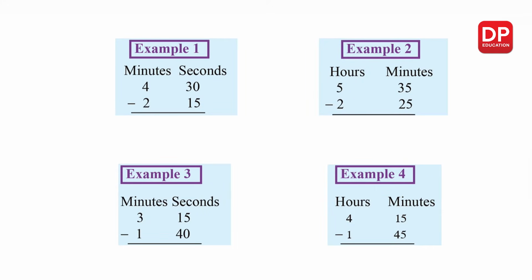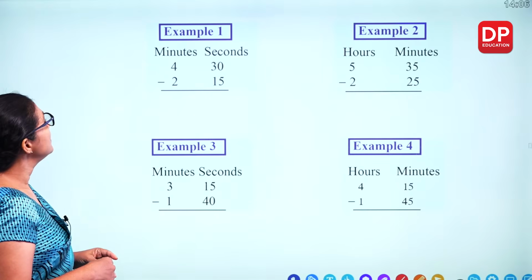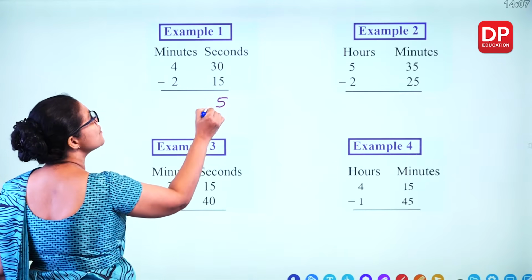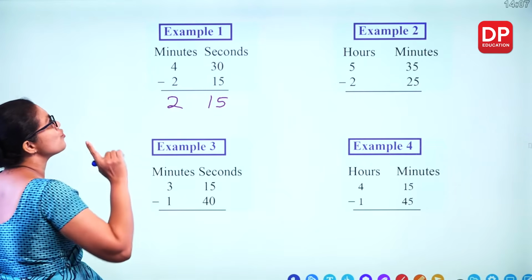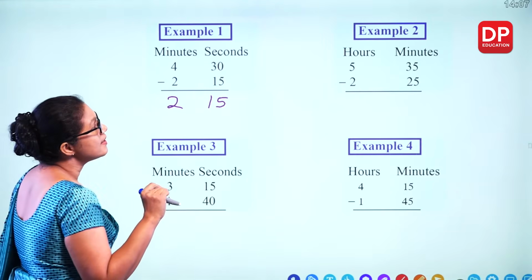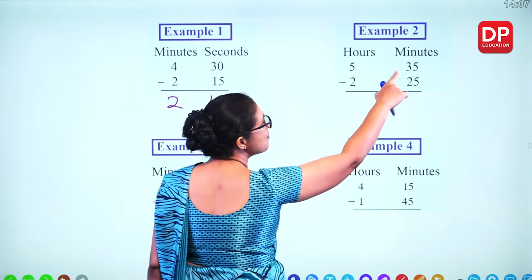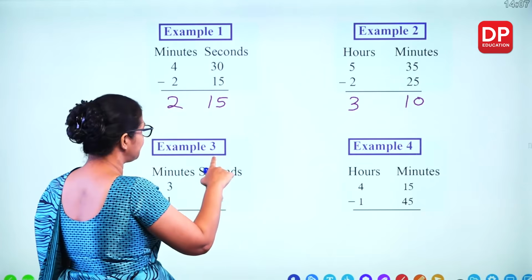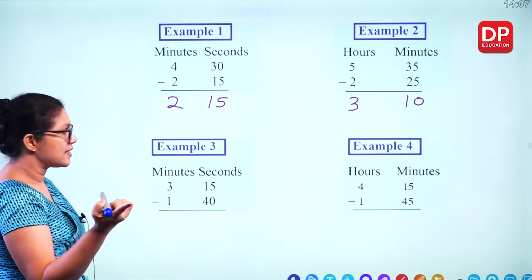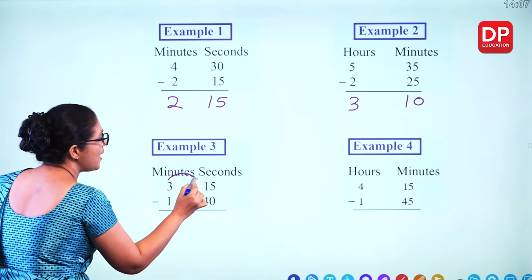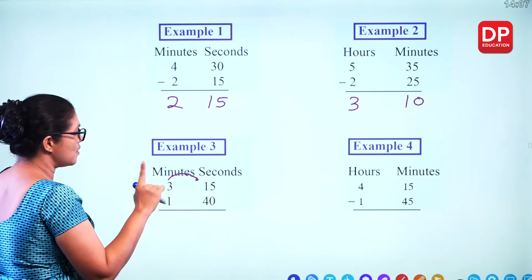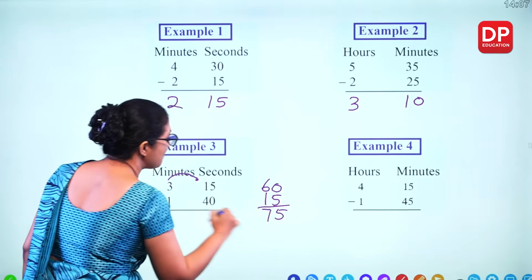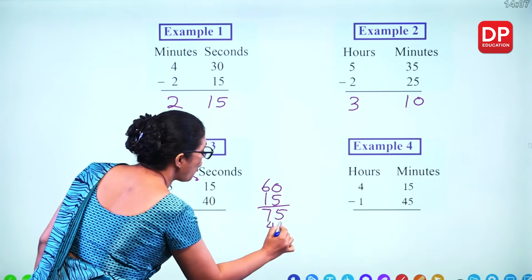Example number 1. So you have to subtract the times here. So seconds and minutes. Here 30 and 15 you can subtract. So you get 15 here. 4 minus 2, 2 minutes and 15 seconds. This one hours and minutes. You can subtract. 10 minutes and 5 minus 2, 3 hours. This one you can't subtract. So you have to take 60 from that. Because 60 seconds is 1 minute. 60 plus 15, you get 75. 75 minus 40.